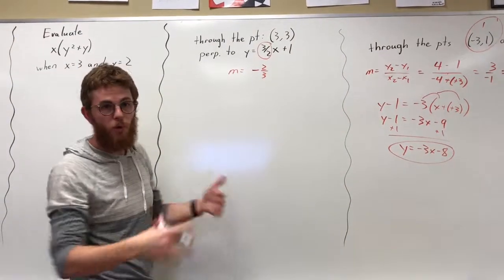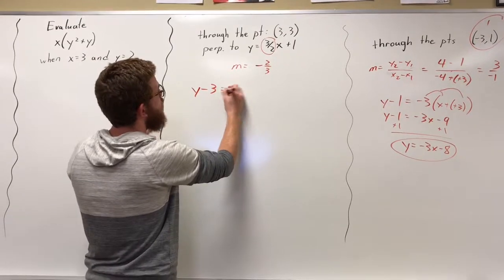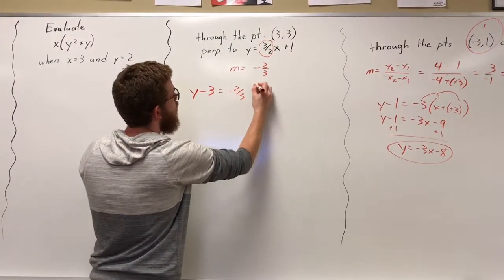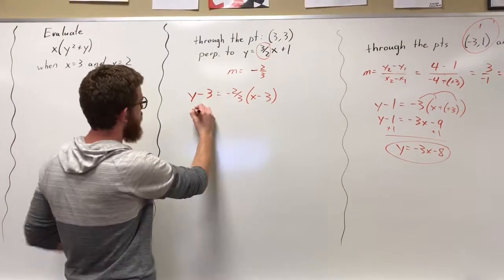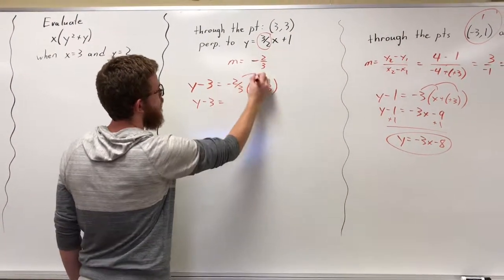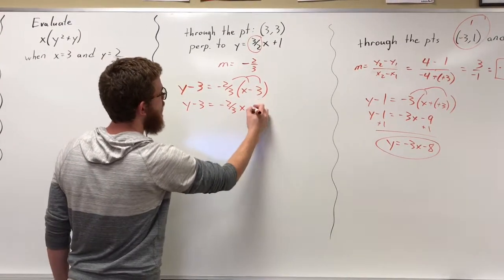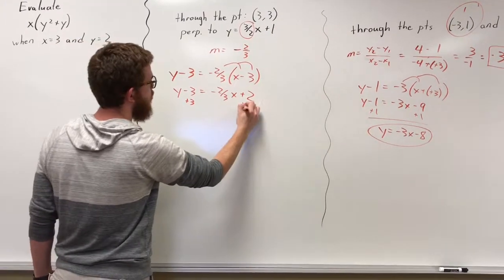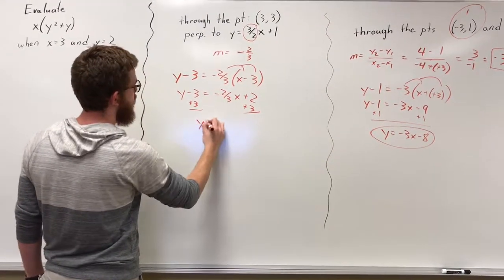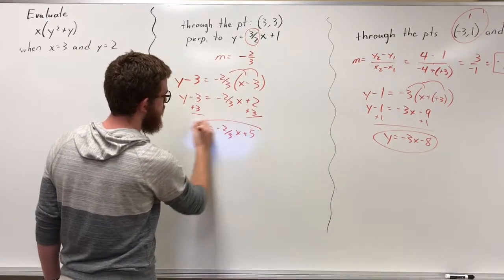So again, I'm going to use point-slope form. y minus my y-coordinate equals my slope times x minus my x-coordinate. And again, I'm going to solve for y. Distribute that -2/3, gives me a -2/3 x plus 2, and I'm going to add 3 to both sides to get y equals -2/3 x plus 5.